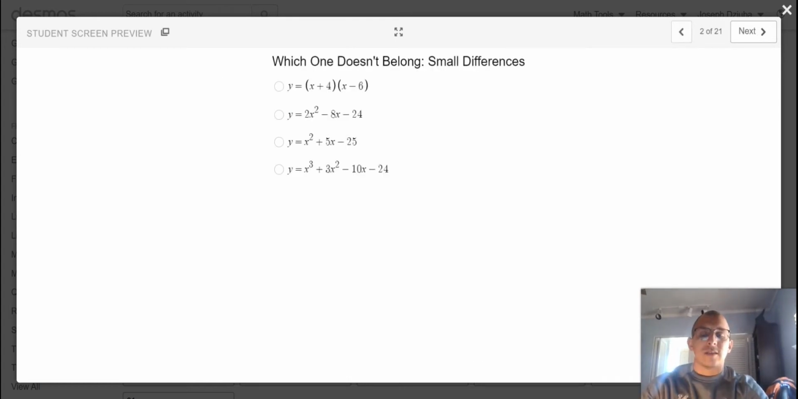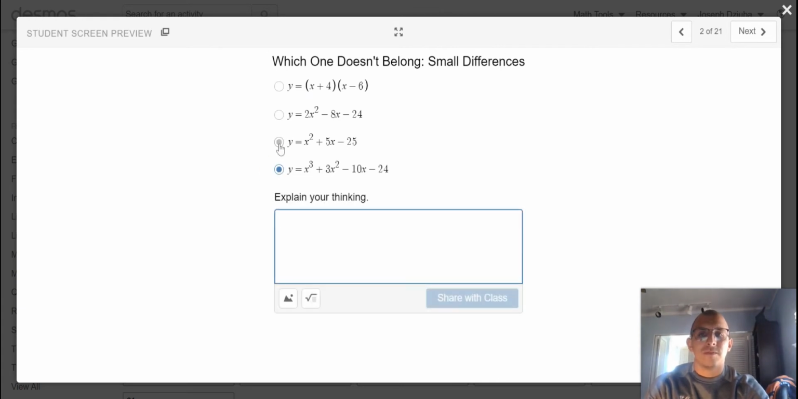All right, so in this case, I'd like for you to determine which one of the following expressions does not belong. Whatever response you feel does not belong, just make sure you provide some sufficient mathematical evidence to support your claim.